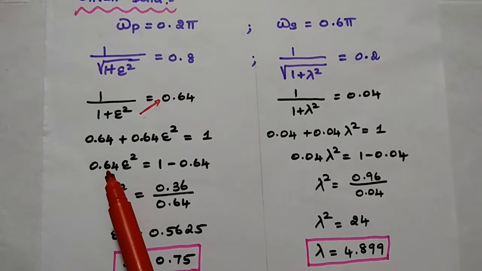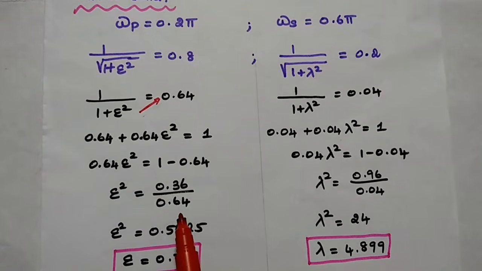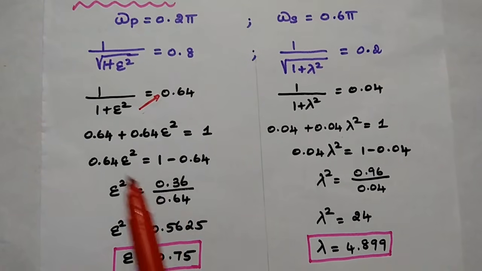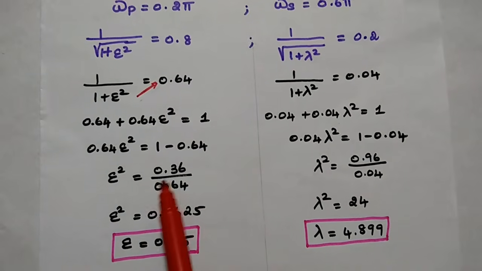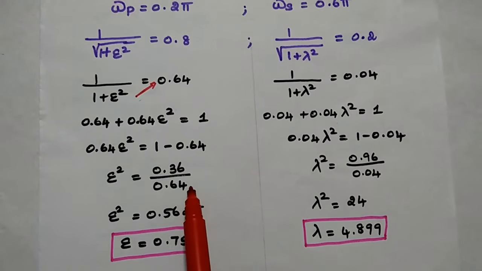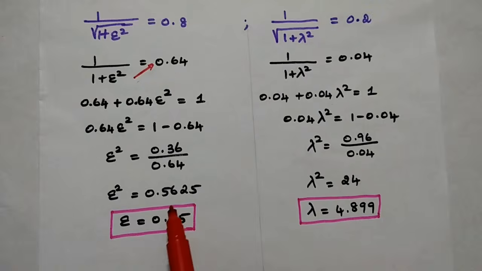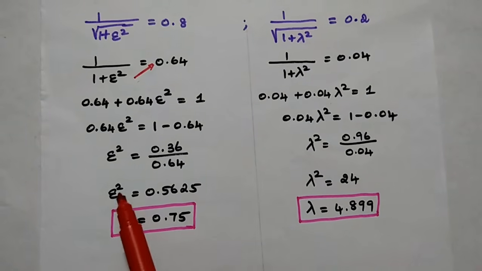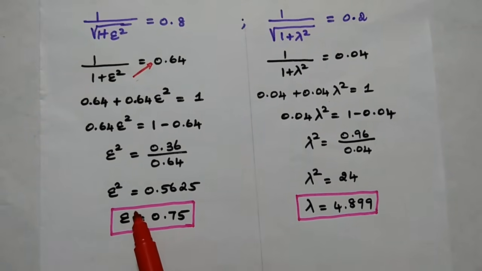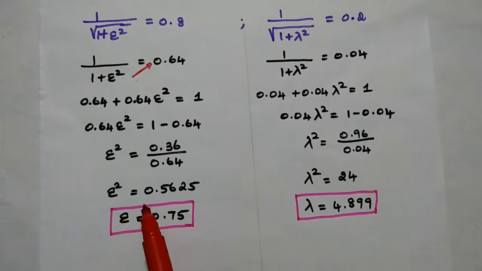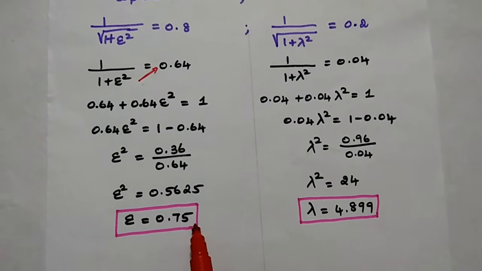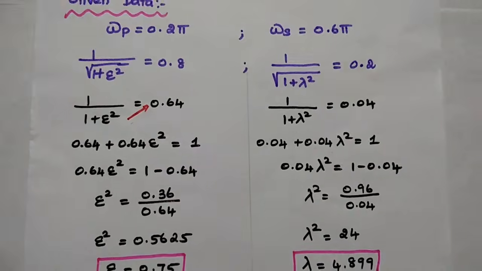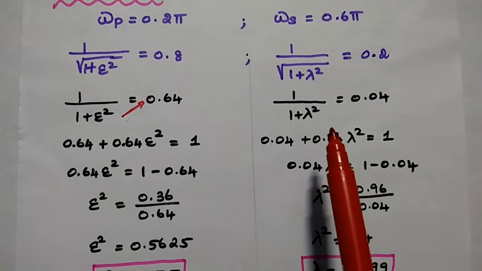So next we have to move this 0.64 to this right hand side as a denominator since it is in multiplication here in the left hand side. So epsilon squared is equal to 0.36 divided by 0.64. That value is 0.5625. So next we have to find out epsilon by taking the square root on both the sides. So epsilon is equal to 0.75. The same way we can find out the value of this lambda here.